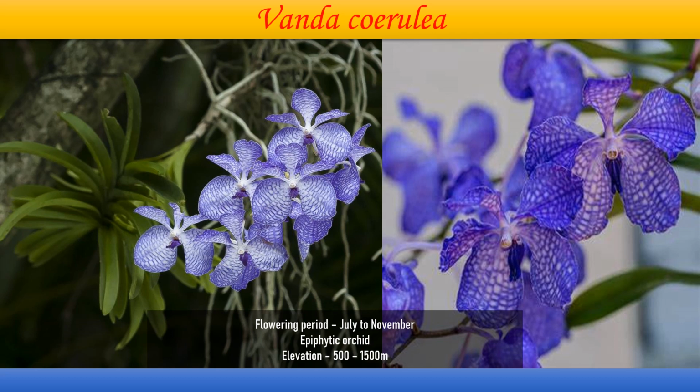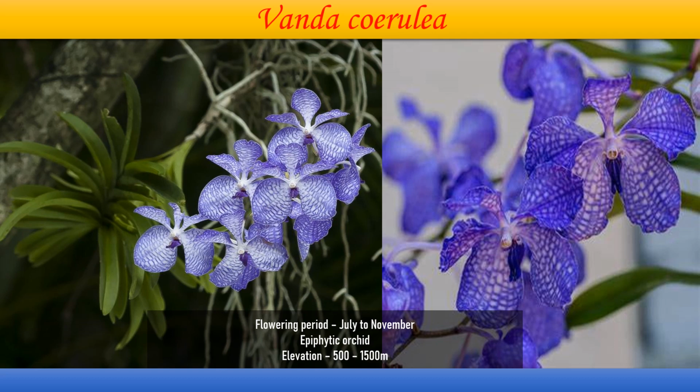So why is it called that? Because in autumn this particular Vanda caerulea blooms, and what makes it different from other Vanda species is the bluish purple flower, which is very long lasting as compared to other Vanda species, or you can say other orchid species.